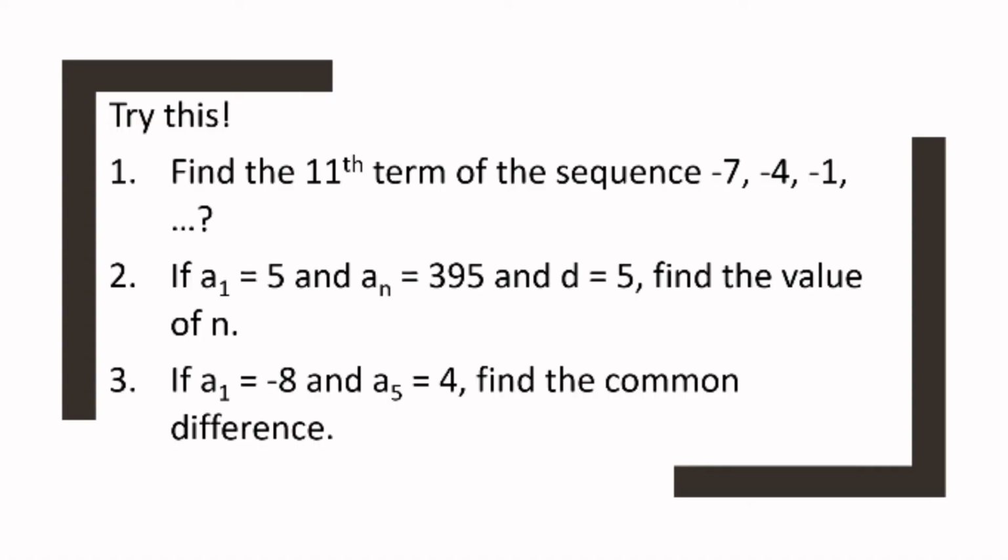Now I want you to try this. Number 1: Find the 11th term of the sequence negative 7, negative 4, negative 1, and so on. Number 2, if a sub 1 is equal to 5 and a sub n equals 395 and d equals 5, find the value of n. And last, if a sub 1 is equal to negative 8 and a sub 5 is equal to 4, find the common difference.